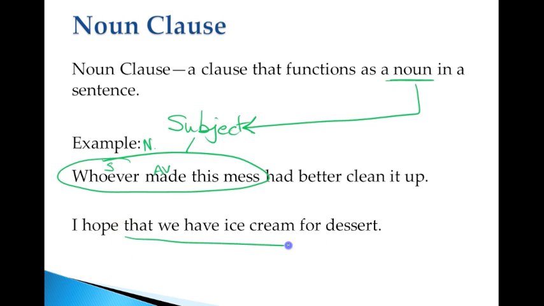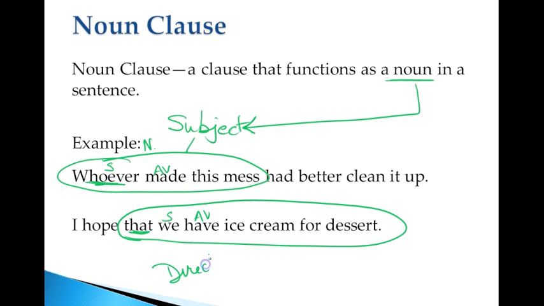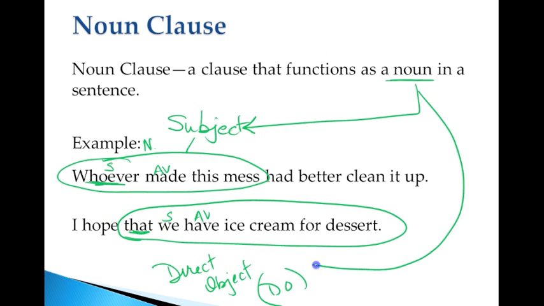Here's another one. We have the subject and we have the verb, and this is one of my signal words that we'll talk about signal words later. And this one is a direct object. If you remember the abbreviation, it's I hope what? I hope that we have ice cream for dessert. And so here, this is a noun clause functioning as a direct object, because as we know, nouns also function as direct objects. So that's a review of clauses.